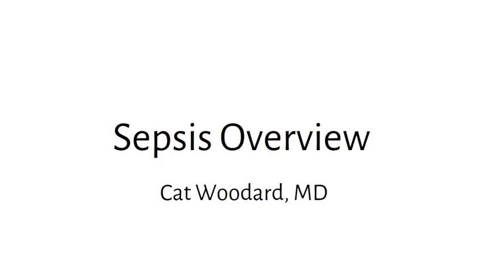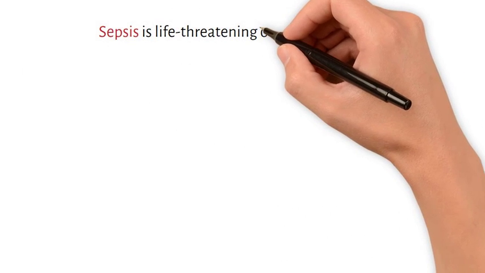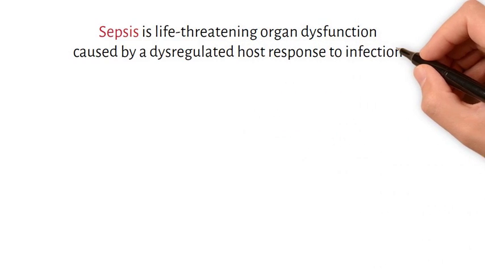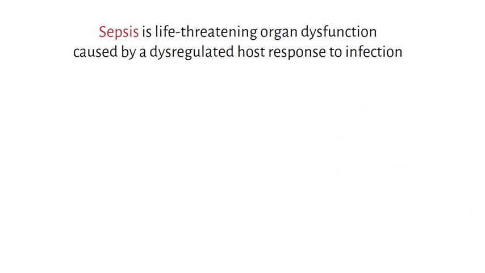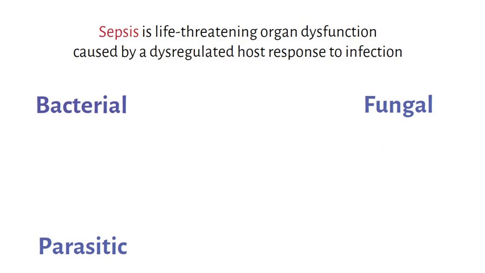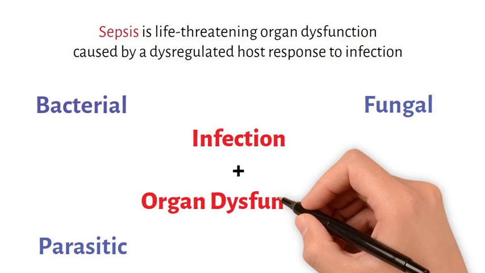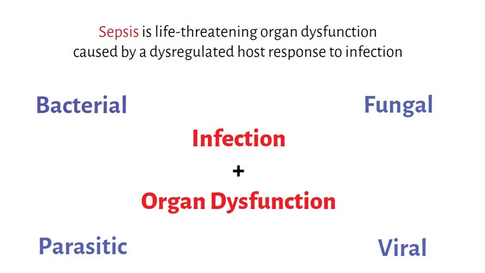Let's start by defining sepsis. Sepsis is life-threatening organ dysfunction caused by a dysregulated host response to infection. The infection can be bacterial, fungal, parasitic, or viral. All of these sources of infection have the potential to worsen to the point of organ dysfunction if the host defense is overwhelmed and the infection is left untreated.